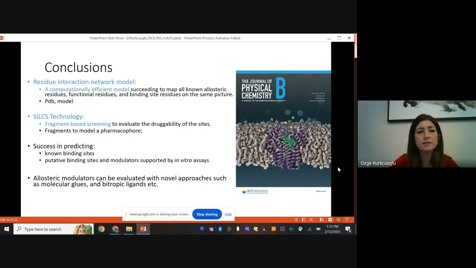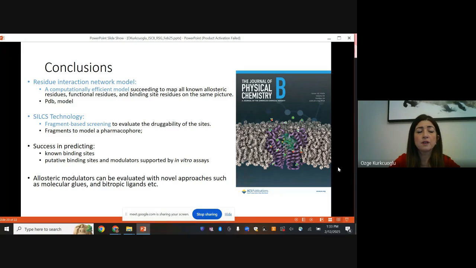And to assess the druggability of the binding sites, we use different techniques. And among these, the SiteMap technology is a very powerful technique. And it uses fragment-based screening to evaluate the druggability of the sites. And as it uses fragments, it is also possible to model a pharmacophore for de novo drug design.